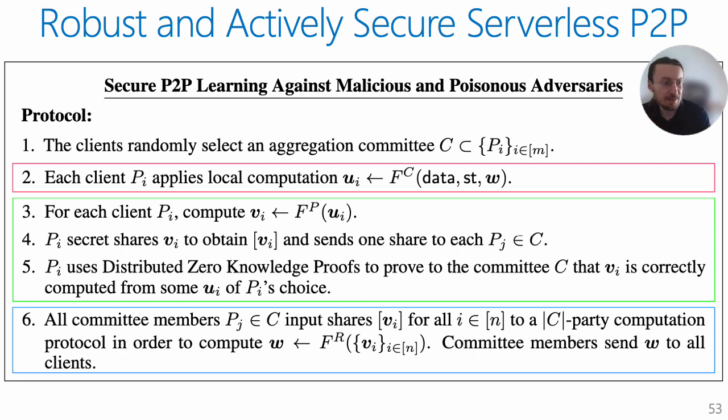Then each client in the fifth step proves to the committee that the V sub i was correctly computed starting from some U sub i. So here we use zero knowledge proof, but in the distributed setting because we have many committee members, so we have to prove that to many of these peers in the committee. Then, in the final step, the committee C does the robust aggregation and computes the final shared weights W. The W is then sent back to all the clients.